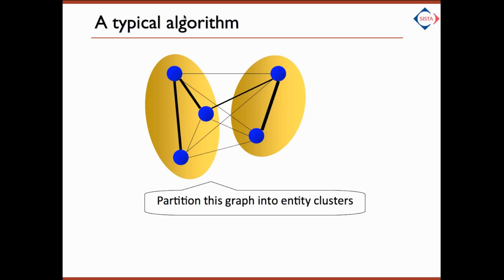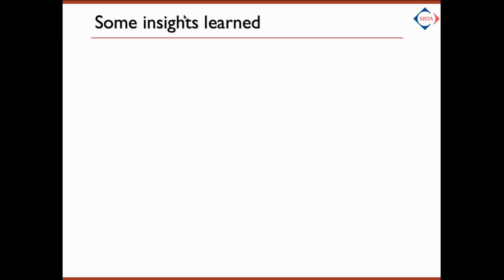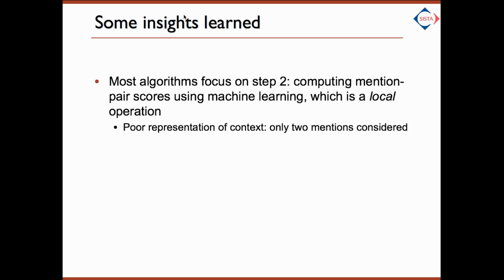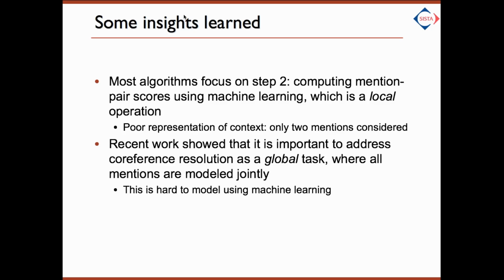Right, so we learn a few things from this work. Most algorithms focus on step 2, computing the pairwise scores between two mentions. Right, but that's a problem, because that's a local representation of discourse, right? You only look at two mentions, and you ignore everything else in the document. You don't know what's happening with the other mentions in the document. So that's not ideal. And recent work has shown that it's actually important to model coreference resolution as a global task, where you model all the mentions jointly, right? But this gets harder and harder to do with machine learning.